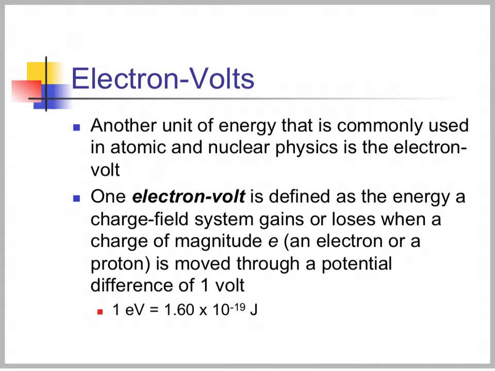Another unit of energy that's commonly used in atomic and nuclear physics is the electron volt. 1 electron volt is defined as the energy a charge-field system gains or loses when a charge of magnitude e, an electron or a proton, is moved through a potential difference of 1 volt. So 1 electron volt is 1.6 times 10 to the minus 19 joules.